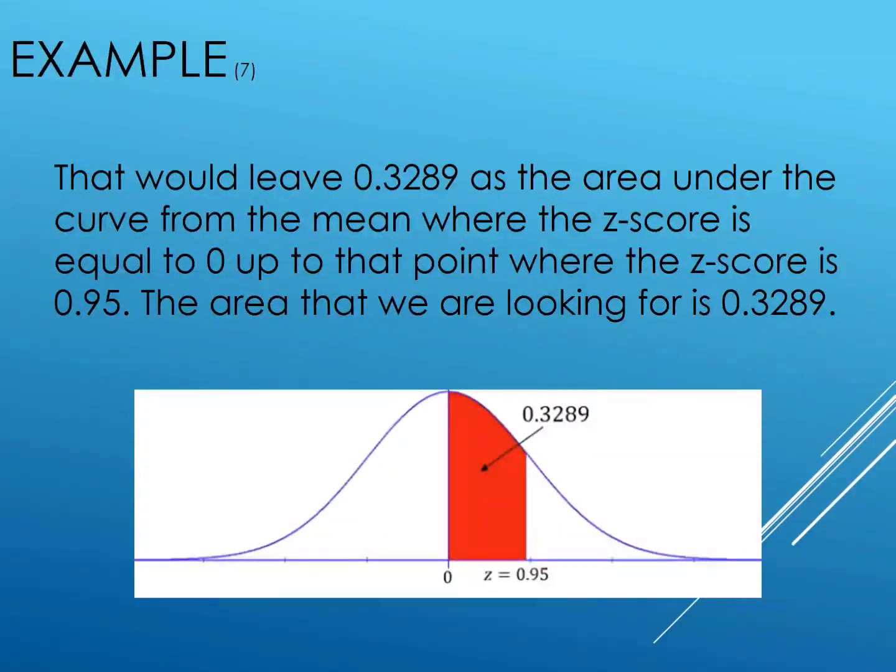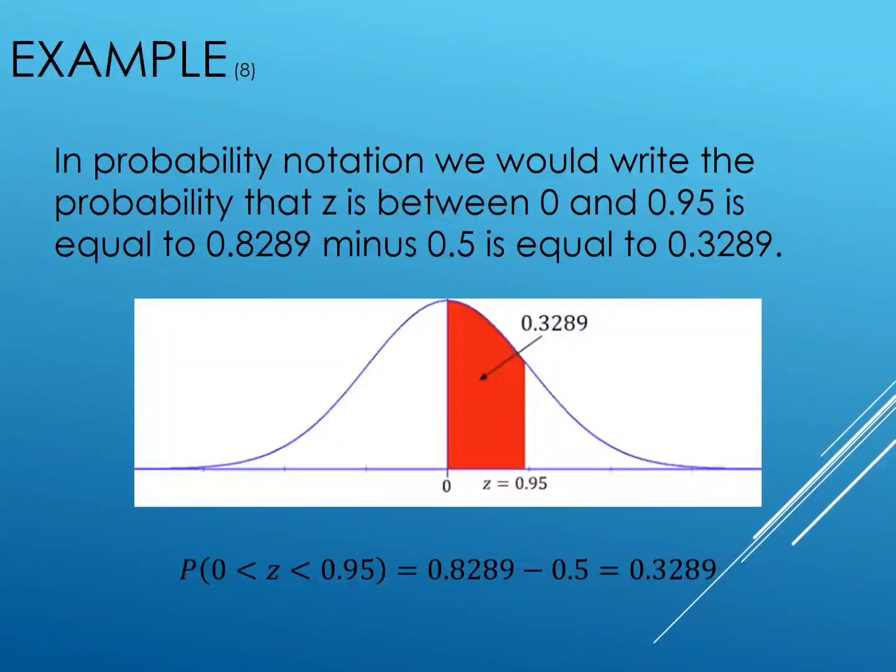Right here. So the probability that the score I'm looking for is between 0 and 0.95 would be 0.32. That is the probability. And if the question was what is the percentage, you would say 32%. So this simply tells you what we did, which is 0.8289 minus 0.5, which means there is a 0.3289 probability for that z-score.